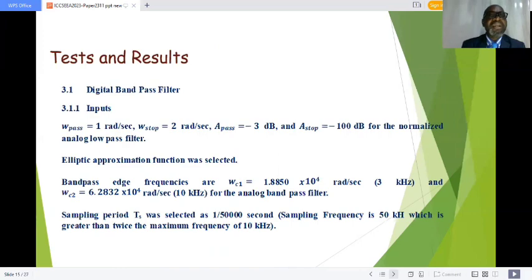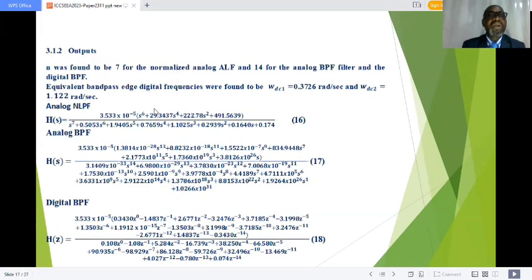Tests and results. Digital band pass filter is the first one. When we are giving this input for the normalized analog low-pass filter, an elliptic approximation function is selected, and we have the following results. We got the order of the filter to be 7 for the normalized analog filter, but for the band pass filter, it is 14. We have the transfer function for the analog normalized low pass filter. This is for the band pass filter. This is for the digital band pass filter.